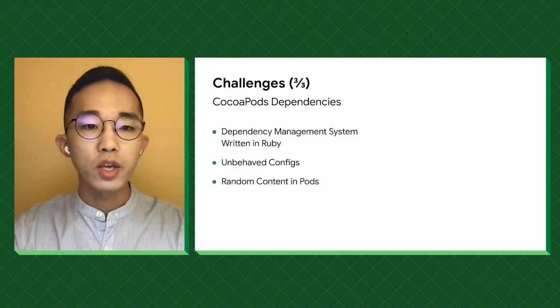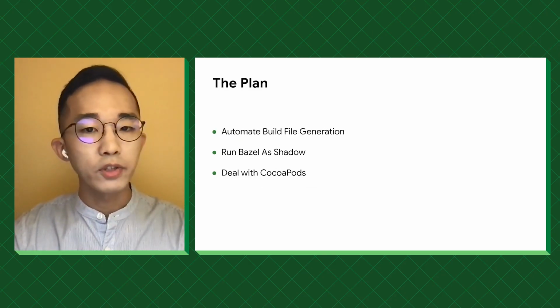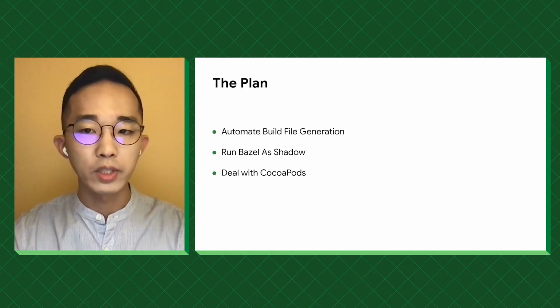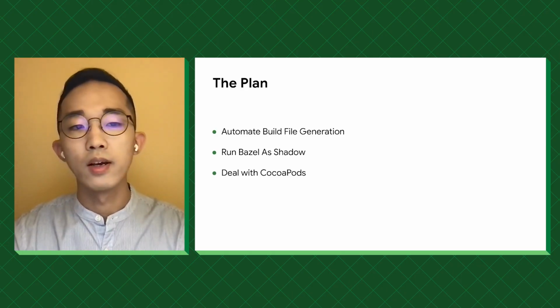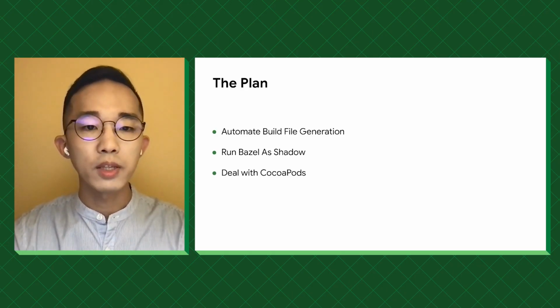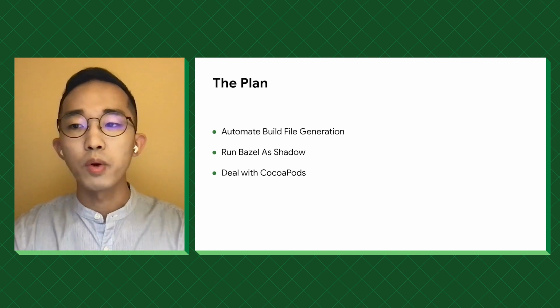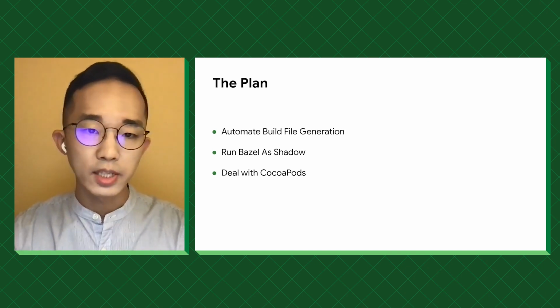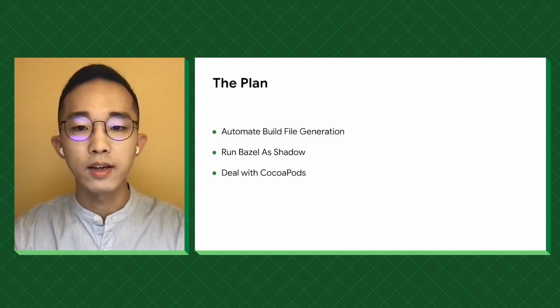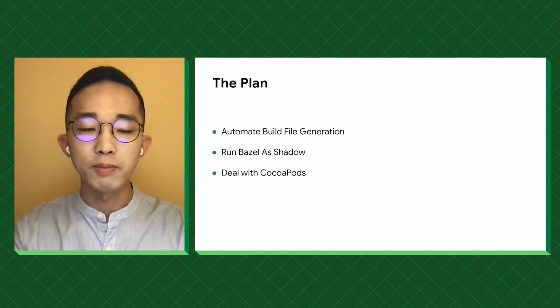With these challenges in place, asking the feature teams to perform the migration will only scare them away. Instead, we decided to automate the process by generating the build files and run Bazel as a shadow build system, so that we will be able to collect performance data without changing a thing, and let the numbers speak for themselves.